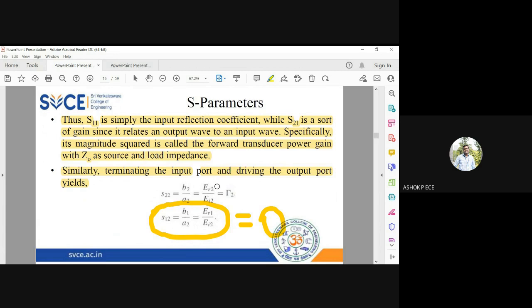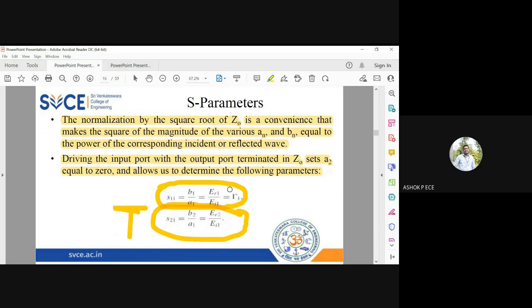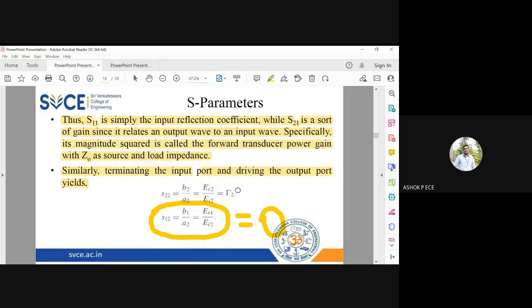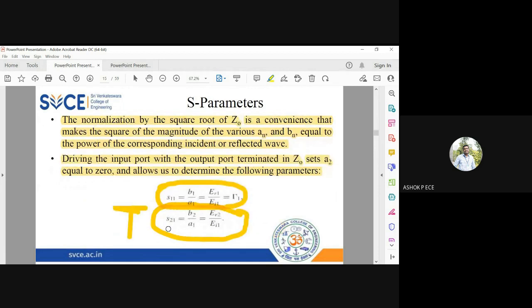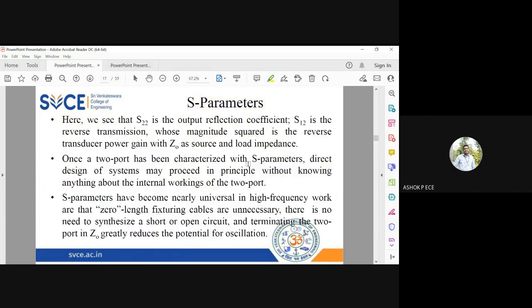The remaining three parameters are very, very important: input reflection coefficient, output reflection coefficient, and transmission coefficient of the system. Ideally, we expect tau 1 to be 0, perfectly matched, tau 2 to be 0, perfectly matched, and S21 is the amplifier gain. This should be maximum, as high as possible. That is the actual requirement from the S parameters.